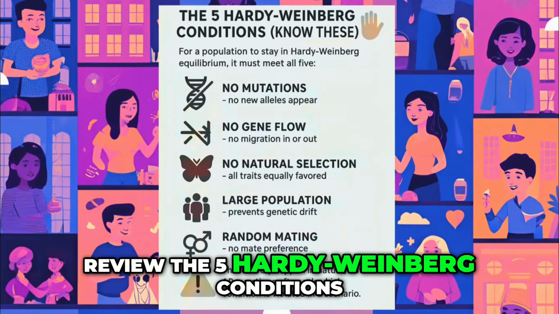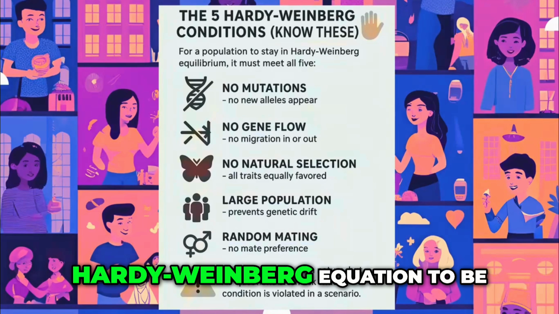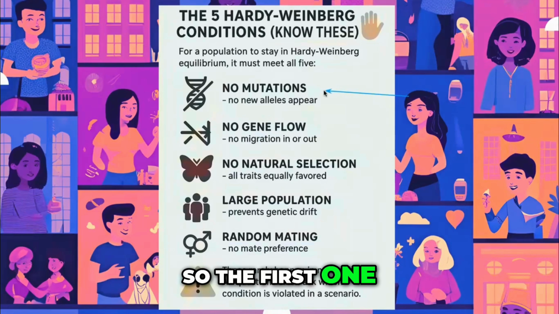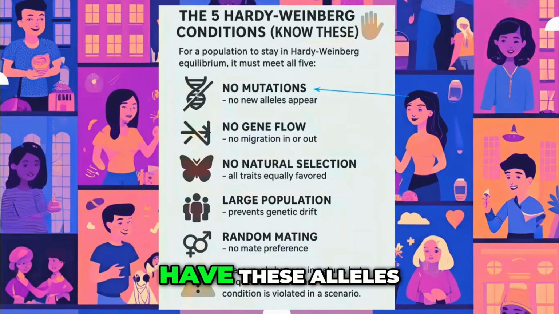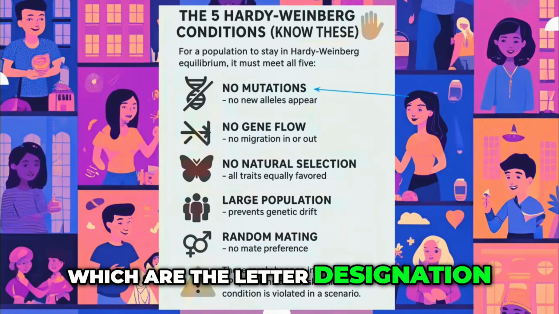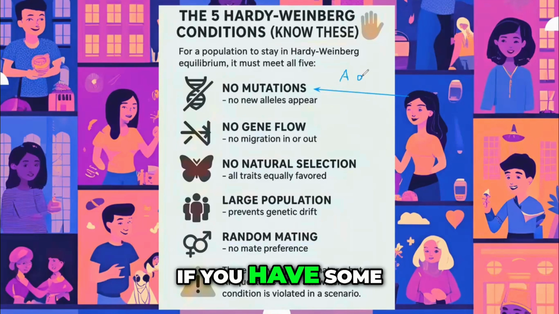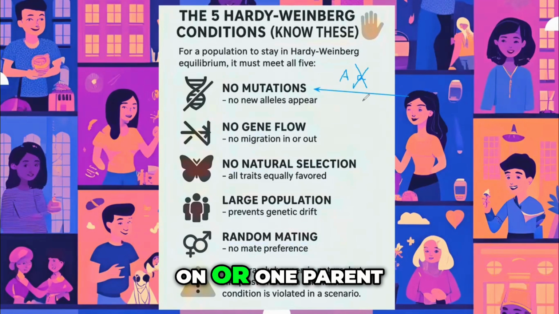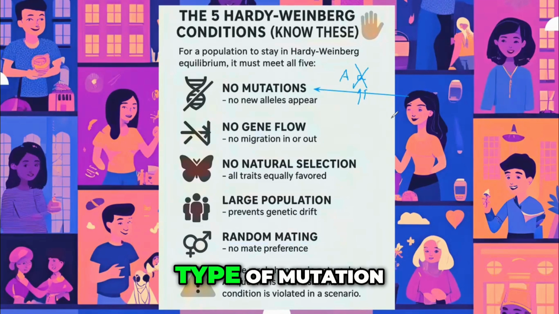Let's review the 5 Hardy-Weinberg conditions. These conditions are important because they allow the Hardy-Weinberg equation to be used when in equilibrium. So the first one is no mutations. Basically, what that means is that when you have these alleles, which are the letter designation, one from one parent and another from another parent, if you have some sort of issue that occurs where maybe one parent's allele didn't pass on or one parent's allele was an addition, those are considered some type of mutation.